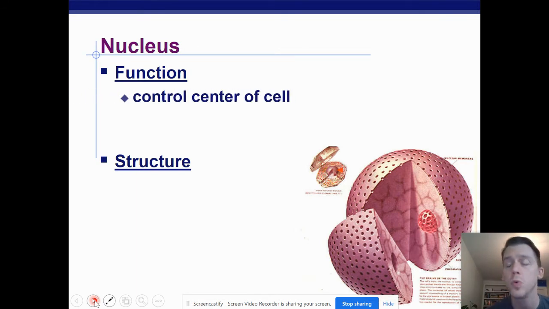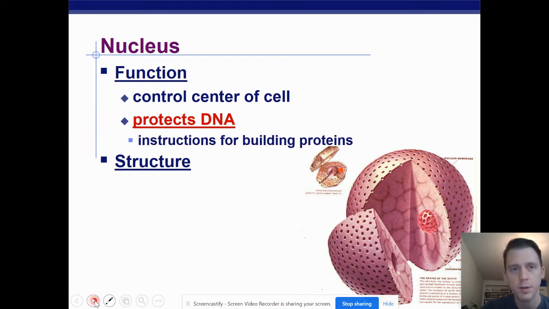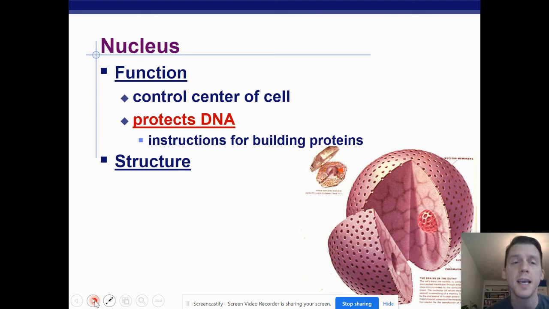We start in the nucleus. The nucleus is our cell's control center, and it is protecting and holding all of our DNA. Our DNA is very important. Your DNA is simply instructions for building proteins. So it's found, if this is our nucleus, the DNA is found all throughout here.